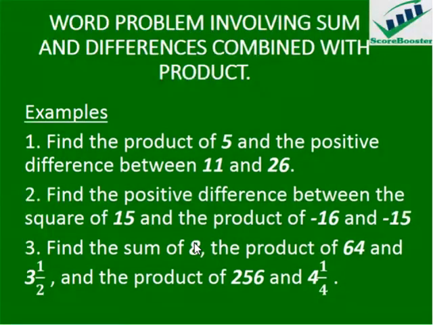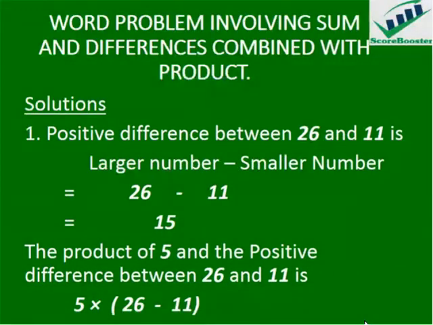The first one says you find the product of 5 and what? The positive difference between 11 and 26. That is how to interpret problems. So now let's move to the solution of those problems. The first one says find the product of 5 and the positive difference between 11 and 26.